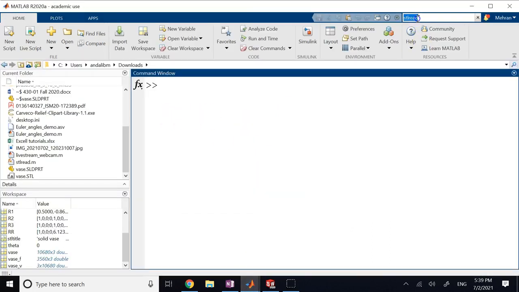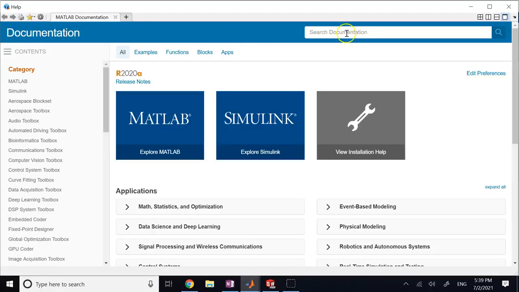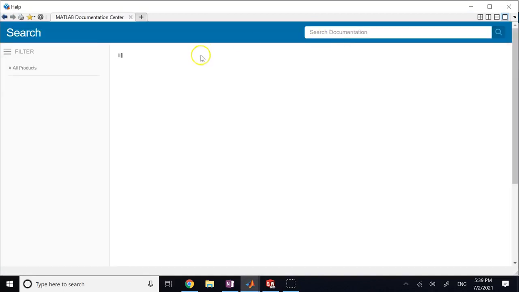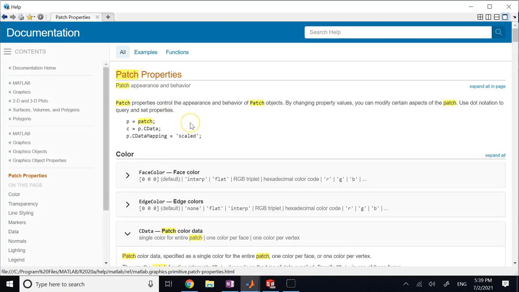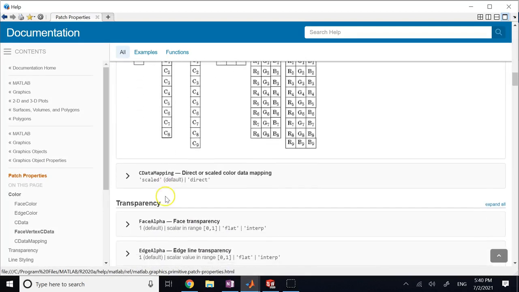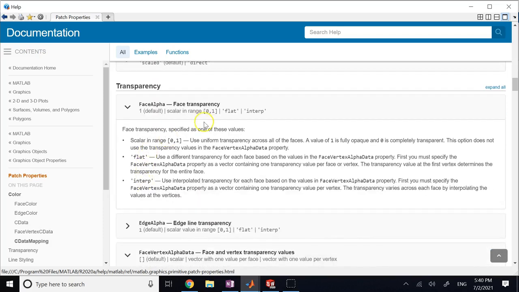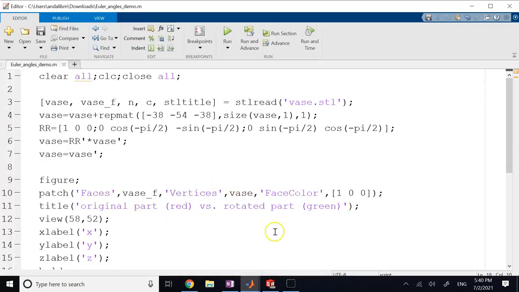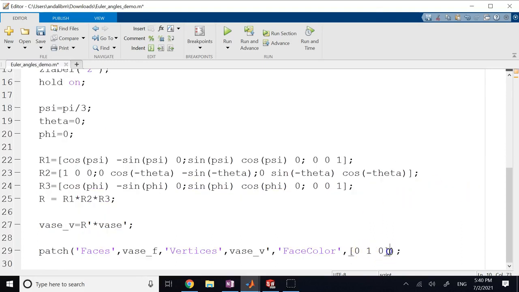So as I said, all you need is to go here and go to the patch command and look at the syntax of it. It should have the alpha value, face color, edge color, C data, transparency. There we go, face alpha. So if you change the face alpha anywhere between 0 to 1, 1 means completely opaque, 0 means completely transparent. So make it like 0.3, 0.2 or something like that. That means make it transparent. So let's go ahead and do that. So here, I go ahead and say face alpha and then make it like 0.3. Then I do the same thing for the other one.